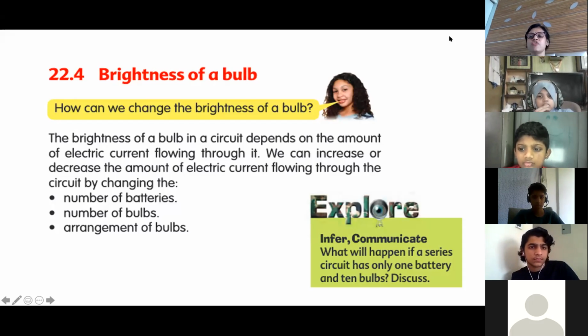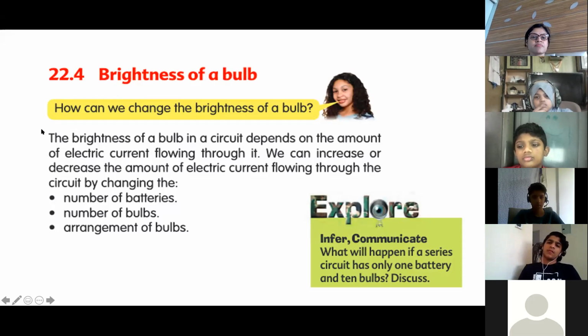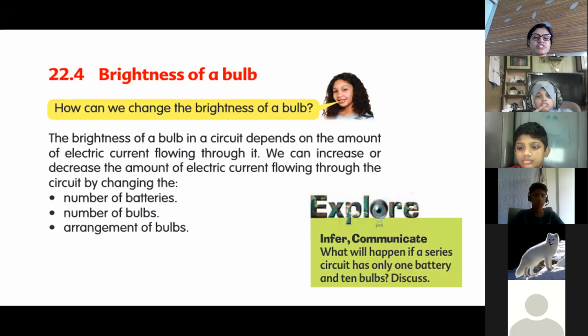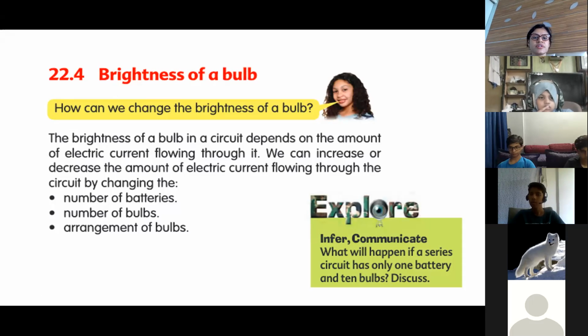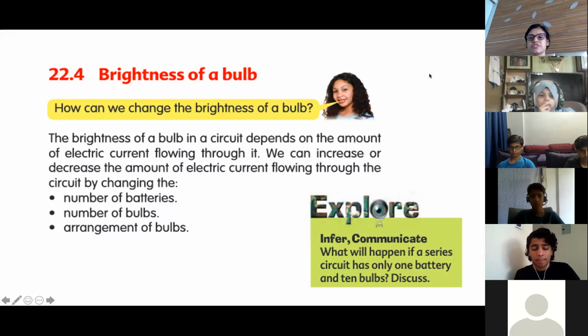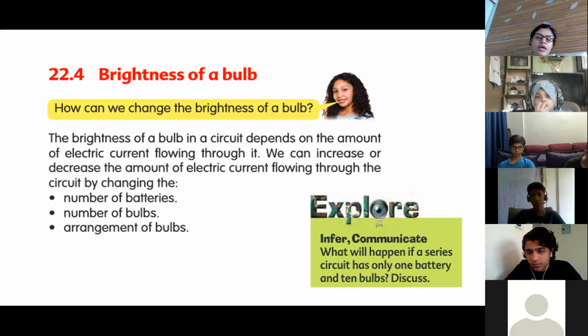Okay, how does the arrangement of bulbs affect the brightness? Do you understand what is arrangement? Yes, ma'am. What are the types of arrangement that we do in electricity? Ma'am, series and parallel. Yes, series and parallel. So what type of arrangement will increase the brightness? Parallel increases the brightness, and series decreases it. So if we arrange the bulbs in parallel connection, you just give the direct connection to the battery, and there will be high brightness of the bulb.